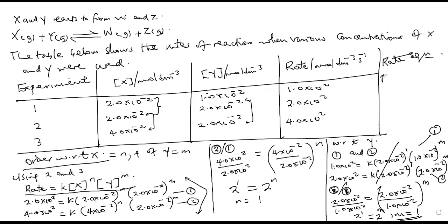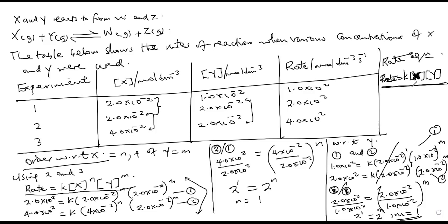The rate equation will be rate equals k, concentration of A raised to the appropriate power, which is 1. I may not show it. Then times B. Oh, we are dealing with X and Y. So it will be X to the power 1 and Y also to the power 1. So that is how the rate equation is.